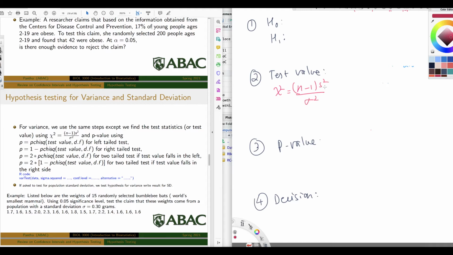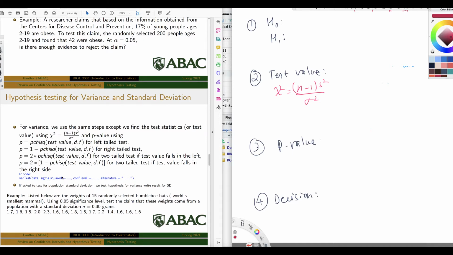What is s squared? It is the sample variance. And sigma squared is the population variance. If you are asked to test the hypothesis for the standard deviation, we test the hypothesis for the variance and then use that result for the standard deviation. To find the p-value, we will use pchisq in R.